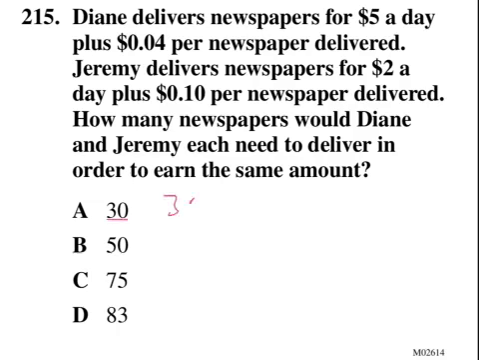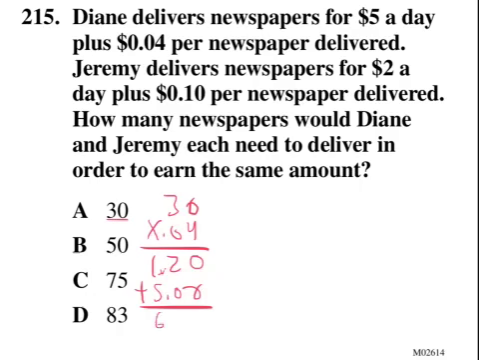Okay, 30 newspapers at 4 cents each. If you think about that, that's $1.20. Plus the $5 initially. So how much did he make there? $6.20. Now the other one at 30 would be 30 times 10 cents, which would be $3.